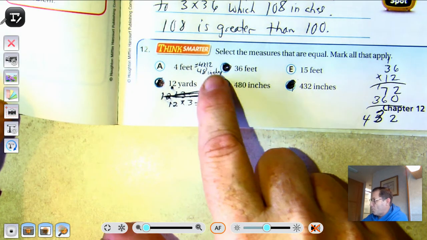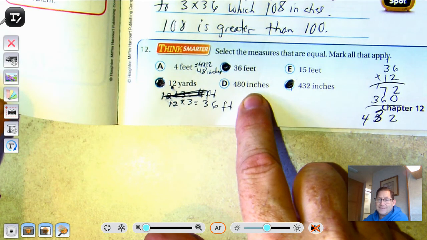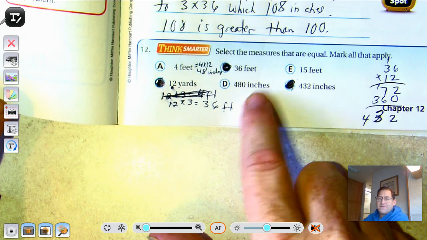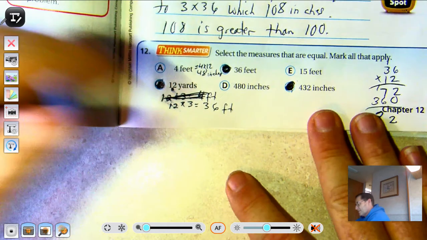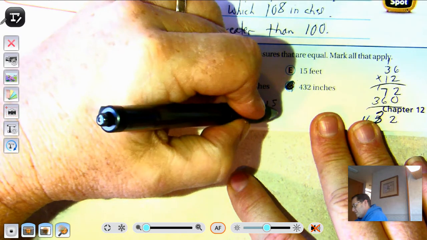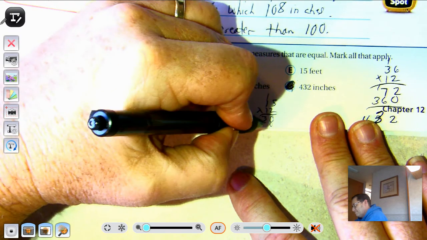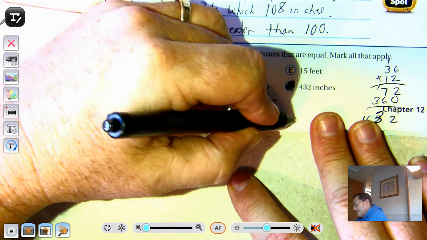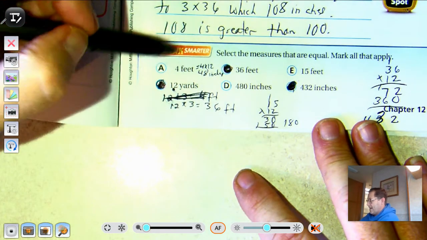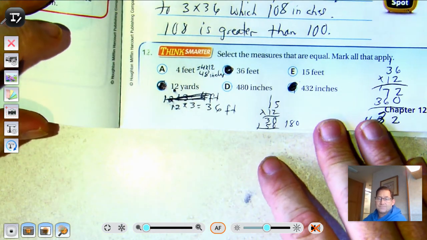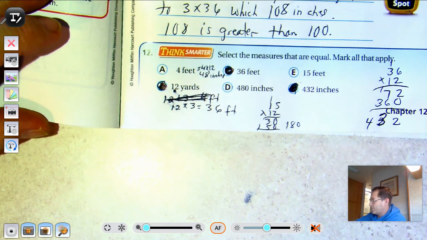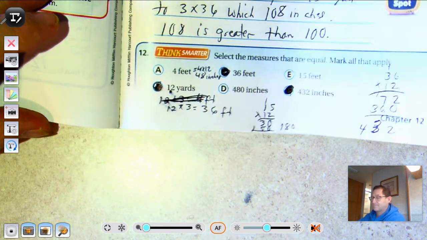4 feet was 48 inches, not 480. So that doesn't match. 15 feet times 12, that's 180 inches. So no. So A, D, and E do not match. 12, 36, 432 are equal to each other.